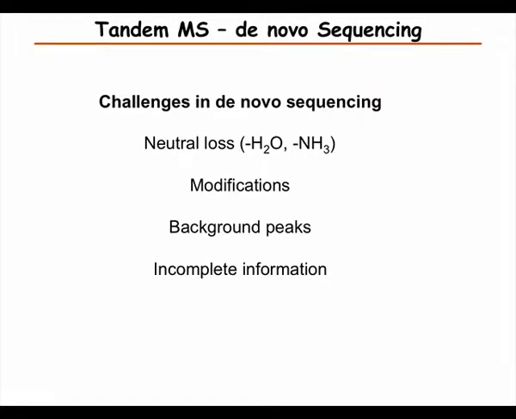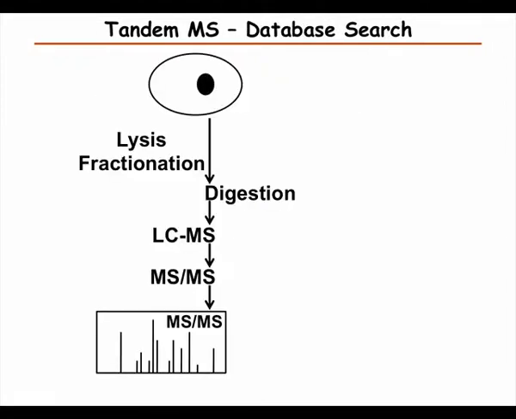So in addition to this, there are other problems. When we do fragmentation, we also have neutral losses. We lose water, we lose NH3, which adds to the complexity. There are modifications. We have background peaks that we can't explain from the spectrum. And the worst thing is the incomplete information that we have. But database search is really good at filling in this incomplete information.